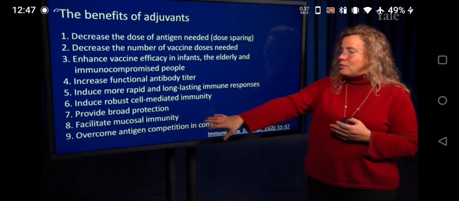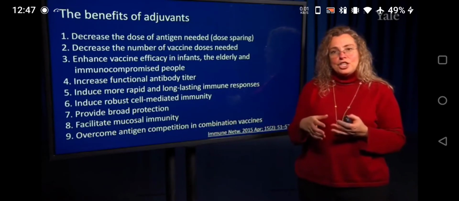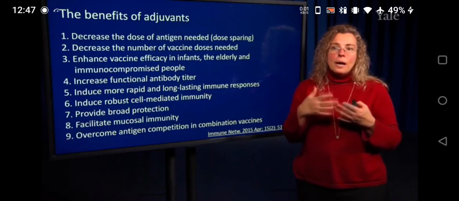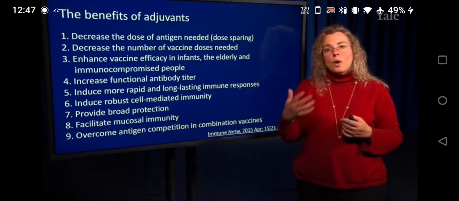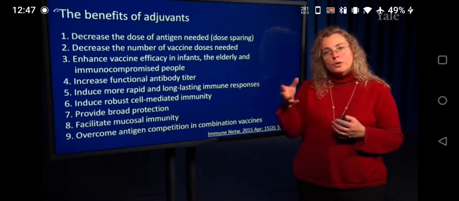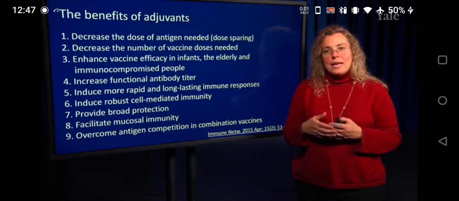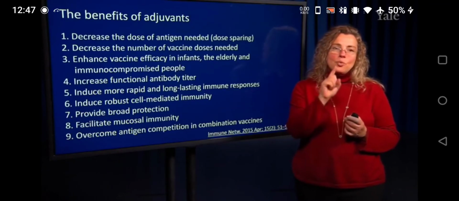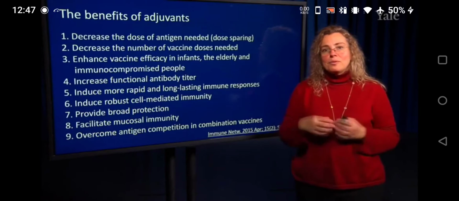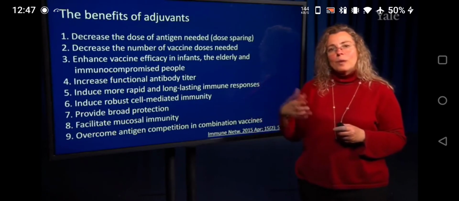And you can overcome something called antigen competition. Sometimes we try to combine multiple antigens into one vaccine, like in that viral particle I showed you that had multiple different antigens on the surface. Sometimes what happens, though, is that the immune system focuses on just one when we really want an immune response to all those proteins. And adjuvants can help to facilitate that.